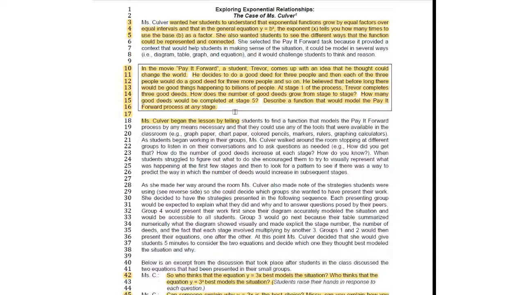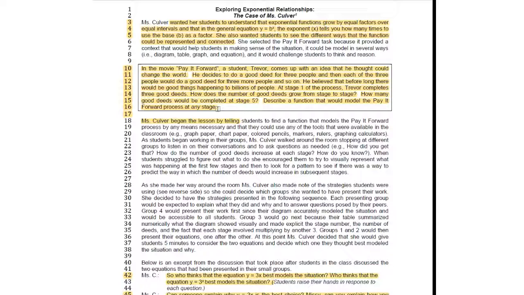It says, in the movie Pay It Forward, a student, Trevor, comes up with an idea that he thought could change the world. He decides to do a good deed for 3 people, and then each of these 3 people would do a good deed for 3 more people, and so on. He believed that before long there would be good deeds happening to billions of people. At stage 1 of the process, Trevor completes 3 good deeds. How does the number of good deeds grow from stage to stage? And how many good deeds would be completed at stage 5? Describe a function that would model the pay it forward process at any stage.